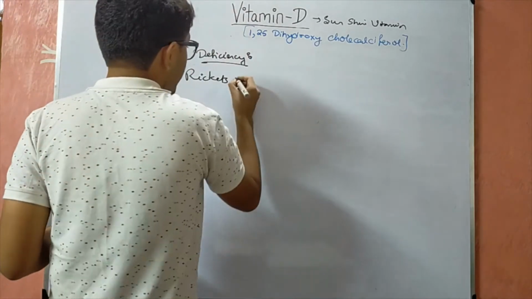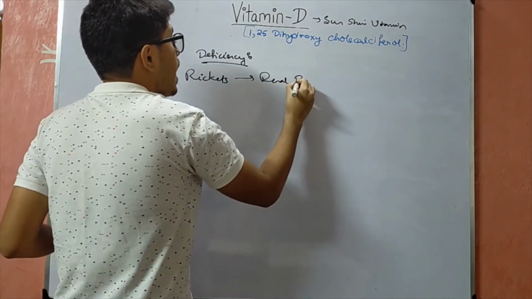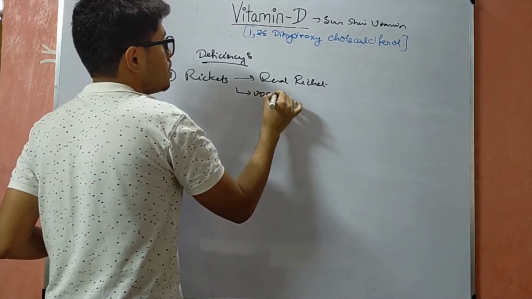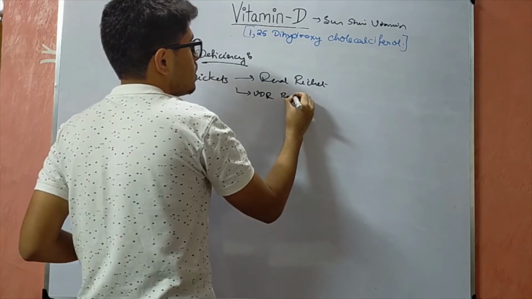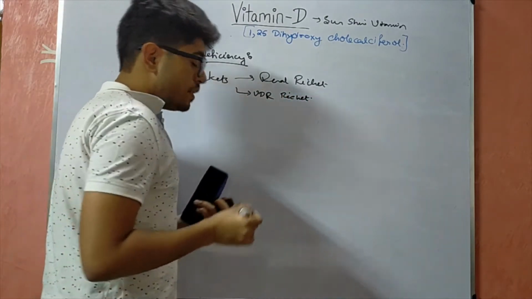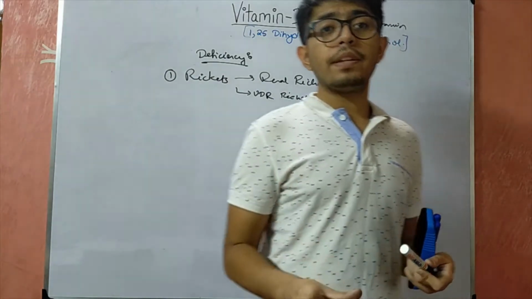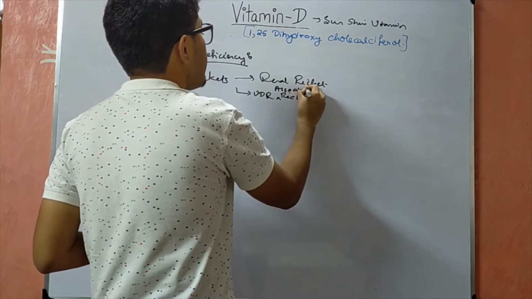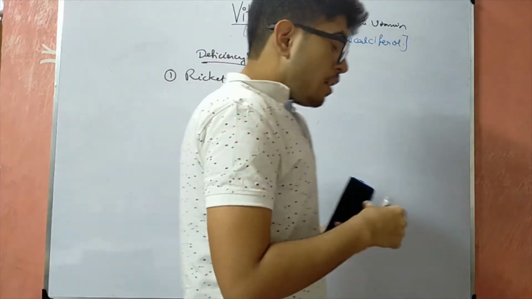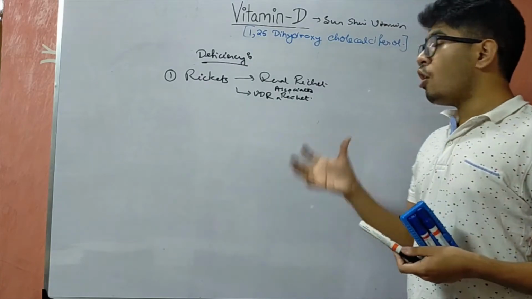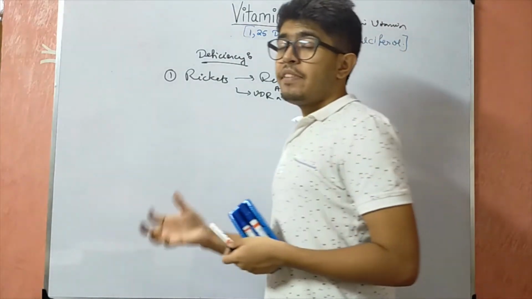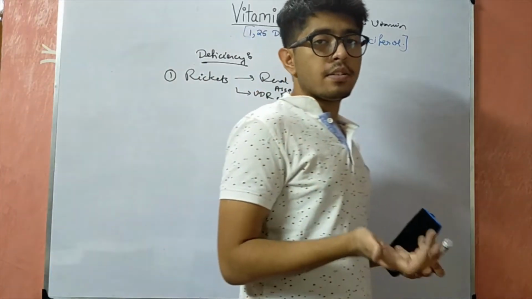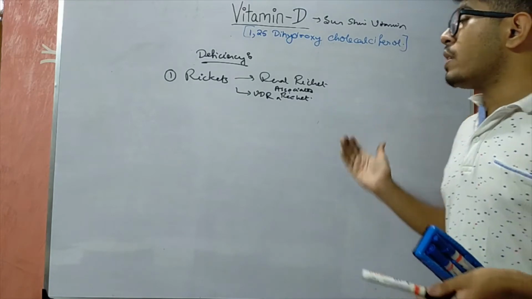And another type of rickets, other than renal rickets, is the VDR rickets, or vitamin D receptor associated rickets, where the VDR or the vitamin D receptors are inactive, or they cannot recognize the vitamin D as such, leading to a condition which is vitamin D receptor associated rickets. So these are the two types of rickets.